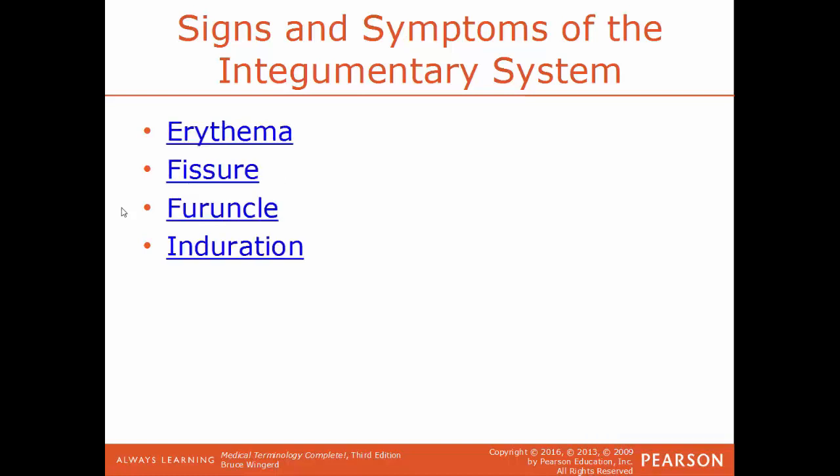Alright, some other signs and symptoms of the system. See the first one on here, erythema. This is a superficial reddening of the skin, usually in patches in a response to an injury or an allergic reaction. The prefix or the root word eryth is always reference to red. So think of red spots all over the skin. That would be erythema. The next one, fissure. This is a slit-like gash that goes through the epidermis and also the dermis. So when your skin is cracking, it's because of a fissure.